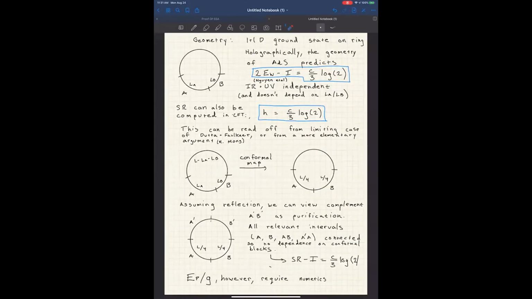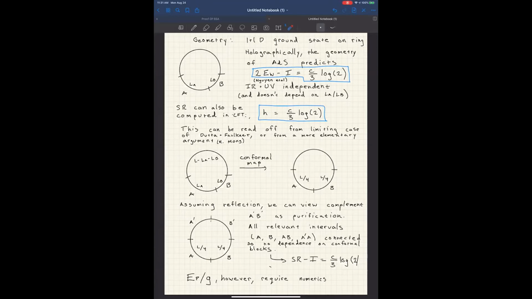Okay, so here's the geometry where we're doing the numerics. We're going to consider a 1+1D ground state on a ring. At least in this talk, I'm going to consider two regions, A and B, which are actually touching. They could have two general sizes, LA and LB.